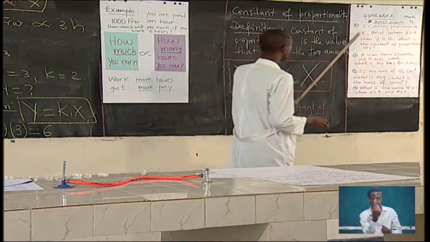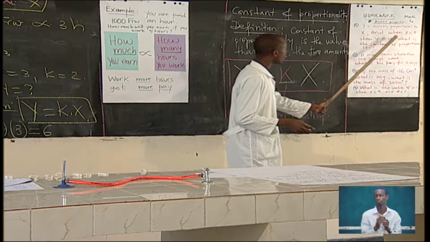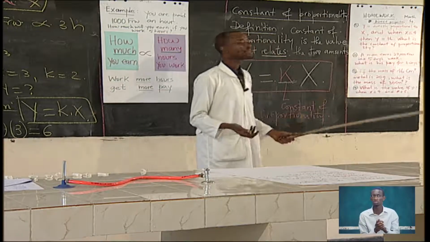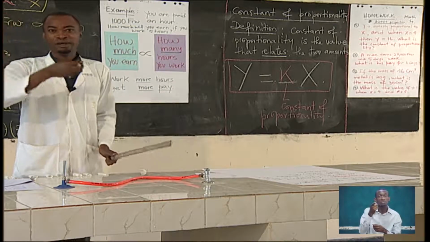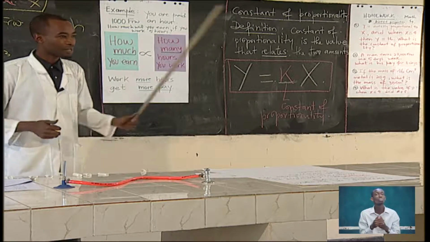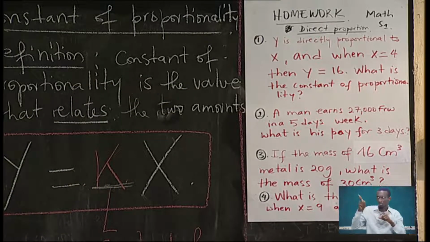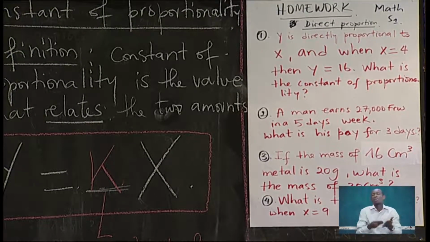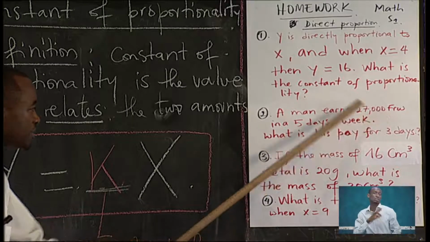One question: y is directly proportional to x. And when x is equal to 4, then y will be equal to 16. What is the constant of proportionality? You see, this question is actually helping us to remember where is y, where is x, where is the constant of proportionality, and even to know how to calculate them. And I hope if you've understood this formula, it will be very easy for you to find the value of y, of k, or of x. The second question: a man earns 20,000 Rwandan francs in 5 days.